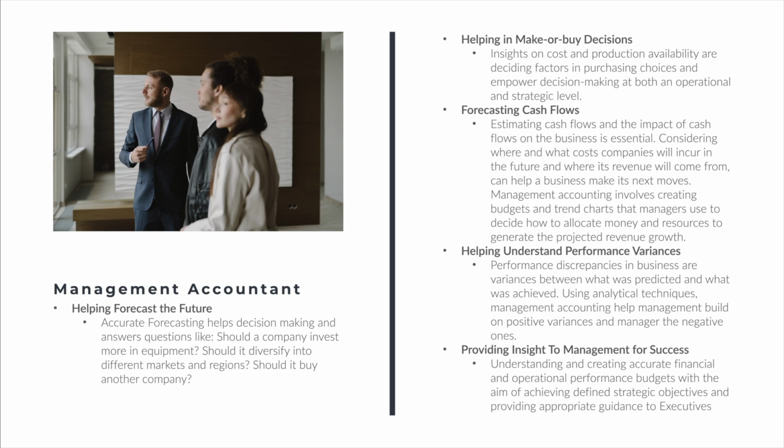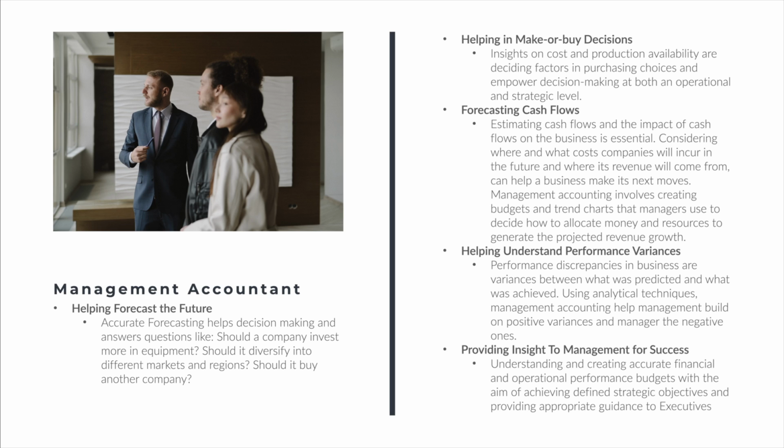Decisions that help to make a brighter future for the company by giving the executives some of these guidelines. And it all boils down to money. Everything boils down to money. They help in making buy decisions. They give insights on cost and production availability, and are the deciding factors in purchasing choices to empower decision making at both an operational and strategic level.